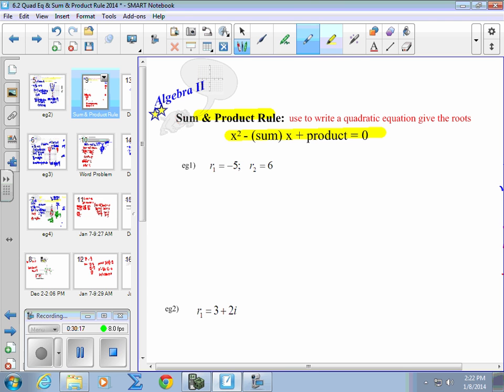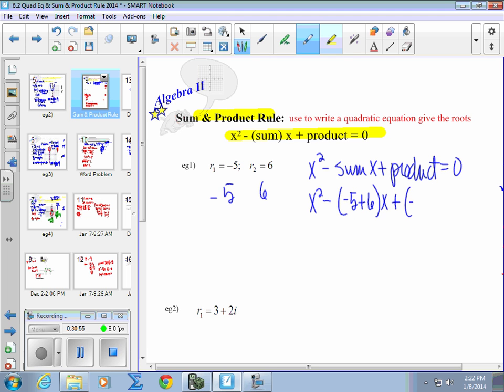Tonight's homework, I don't think they label them. I think they're negative 5 and 6 or something. I've labeled them root 1 and root 2, not that it really matters. If you are given the roots of a quadratic equation and asked to write the equation, it is x squared minus the sum of x plus the product equals 0. So x squared minus the sum of these two numbers times x plus the product of these two numbers equals 0.